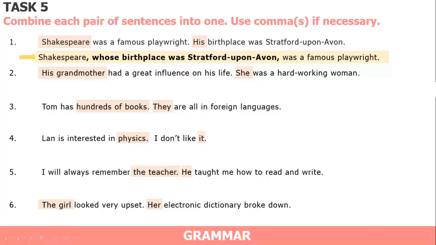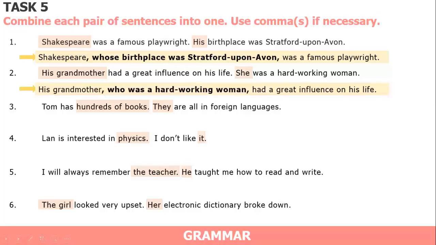Remember, since this is a non-defining relative clause, we have to use commas. How about the second question? His grandmother has a clear reference, and she has the subject function. Therefore, we have to use who to replace she. We will combine 2 sentences into one as follows. His grandmother, who was a hardworking woman, had a great influence on his life. This sentence has 2 commas because it's a non-defining relative clause.